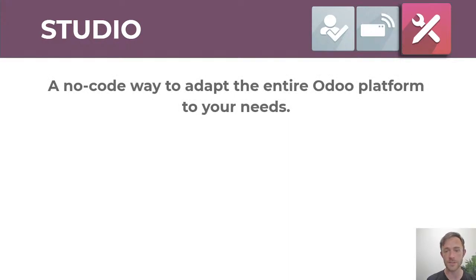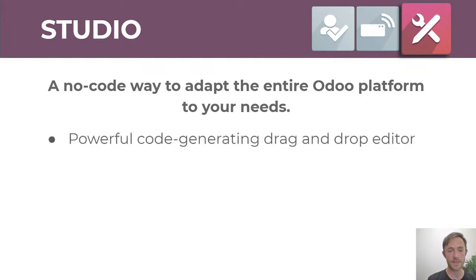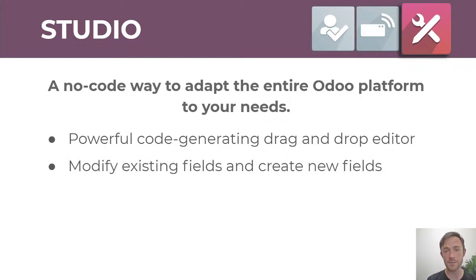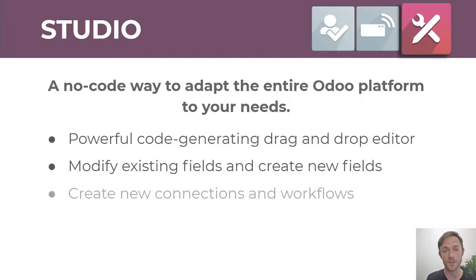Odoo Studio. Studio is our customization tool. You can use it to modify all the Odoo apps, and also you can use it to create your own stuff. It is built around drag and drop tools, kind of like our website builder, and those tools generate code for you. It lets you change the names and change the behavior of existing fields, as well as create your own fields.